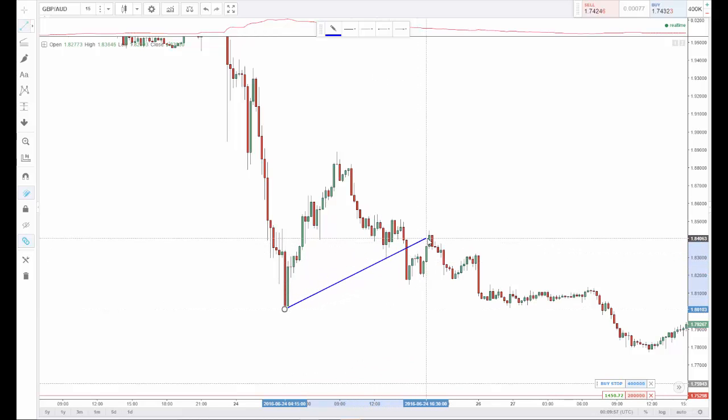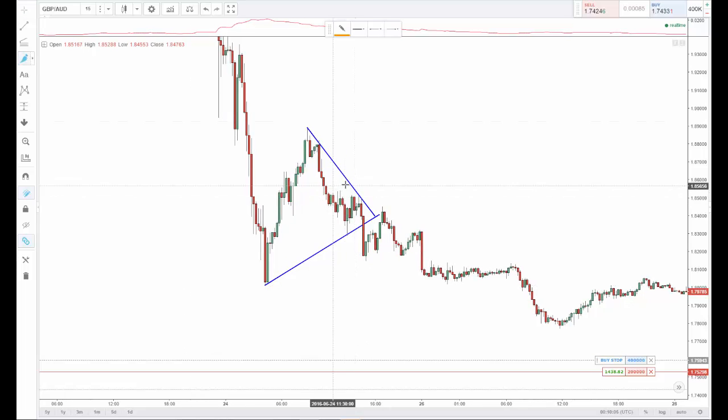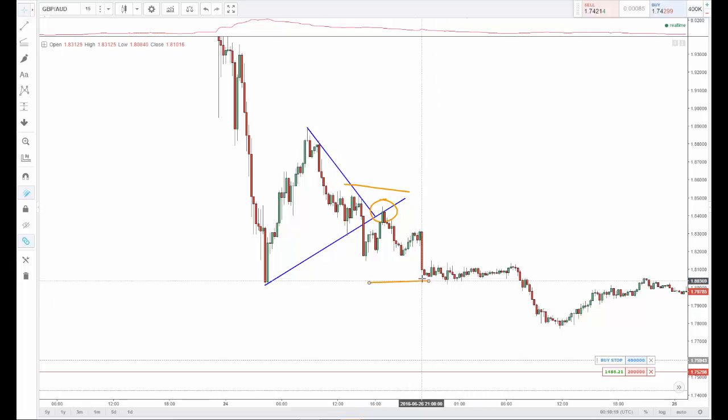The first one was a nice little consolidation setup right here that broke out to the downside. We were able to put stops above previous structure and targets right down here after that breakout and pull back up into this trend line, as you can see right here. Gave us a pretty good risk reward on that trade. We took targets somewhere around there.